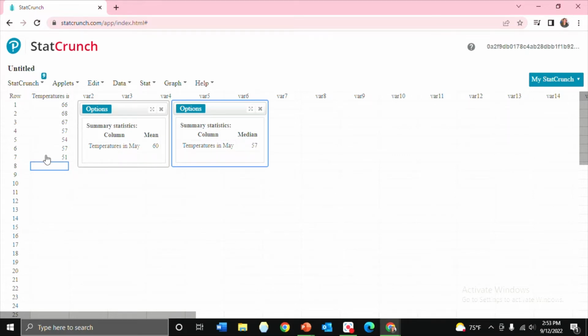And this is a nice data set. It's an odd number, so we wouldn't even have to average the center two. There would literally just be 57 right in the middle. So the median temperature in May is 57 degrees.